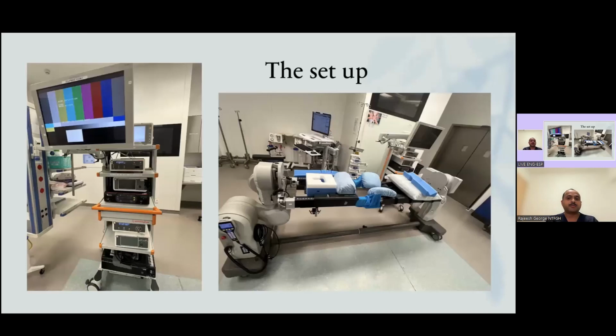So I'm going to go through three cases with three different approaches. One is a standard right side interlaminar approach, and one is a far lateral or paraspinal approach. First, I'll go through some of the settings that I have in my OT. This is the setup that I have. The table that we use is the Proactive table, and then your standard arthroscopic tower, which we use from Smith and Nephew.